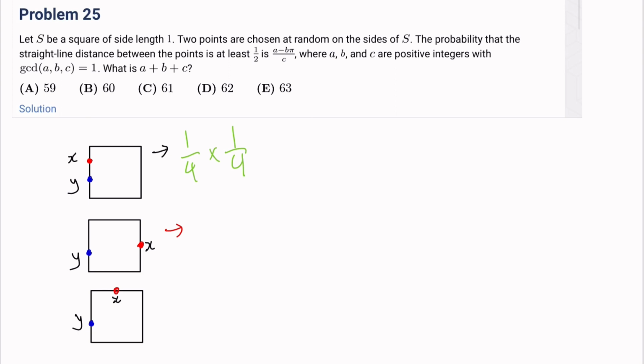And so the probability for the distance being at least 1/2 is obviously 1, because it will always be that way. And next is multiplied by the probability that x will come on the opposite side at all. So it's 1/4.